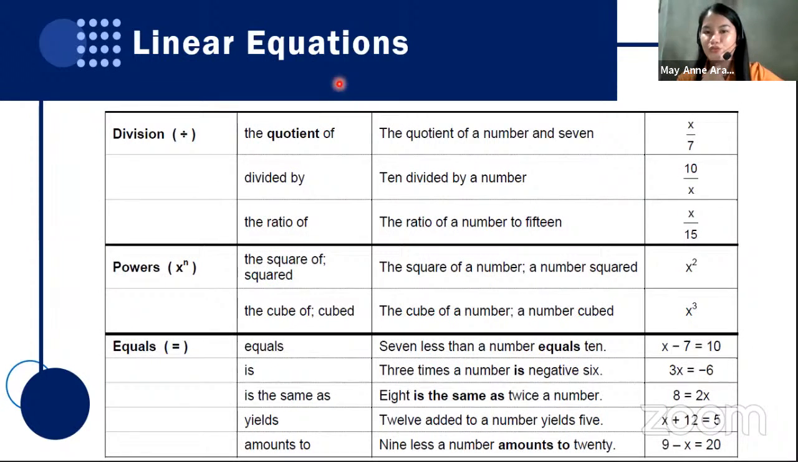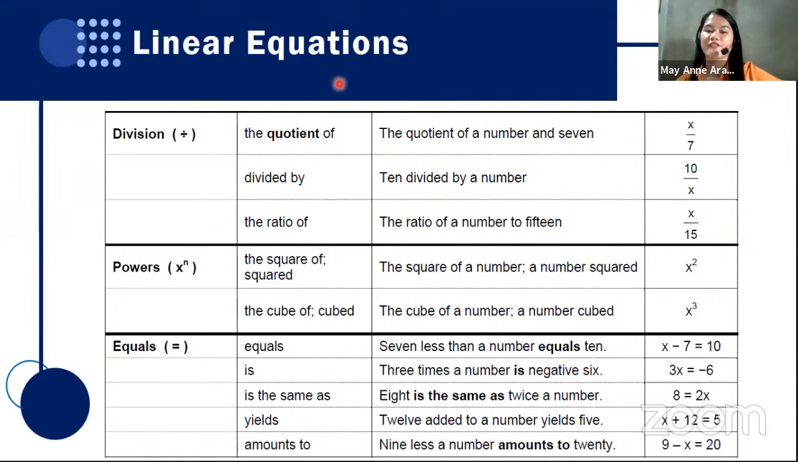The quotient of a number and 7, that is x over 7. 10 divided by a number, 10 divided by x. Then the ratio of a number to 15, so x is to 15, or x over 15. So that indicates division. For the powers, the square of a number, squared, so yun lang yung x squared, diba? So the exponent is 2. So x squared. And for cube naman, the cube of a number, so we have x cubed. That is 3 naman ang exponent.